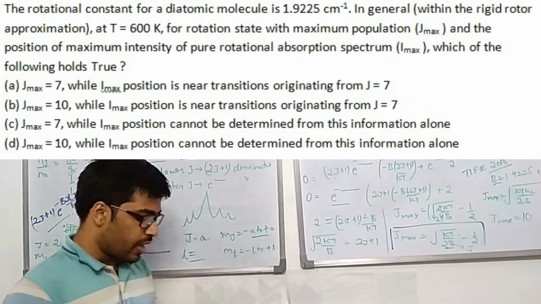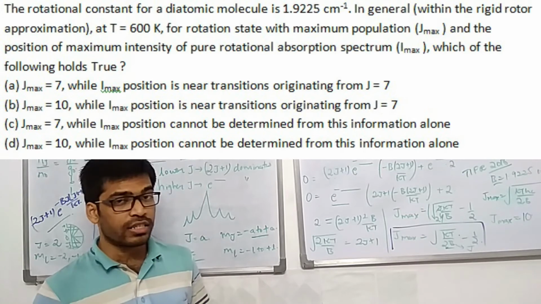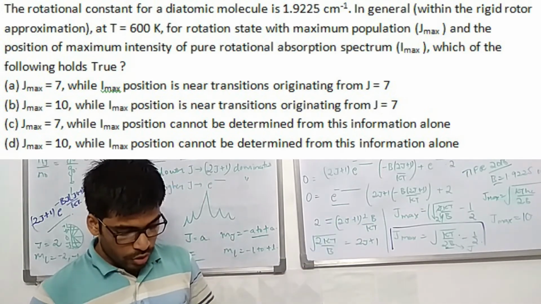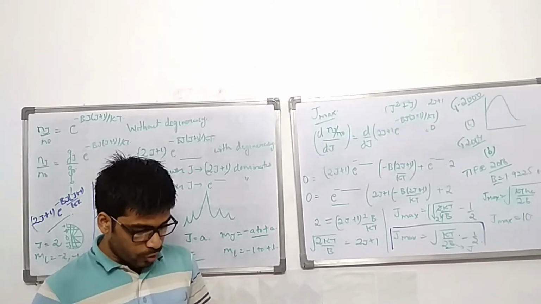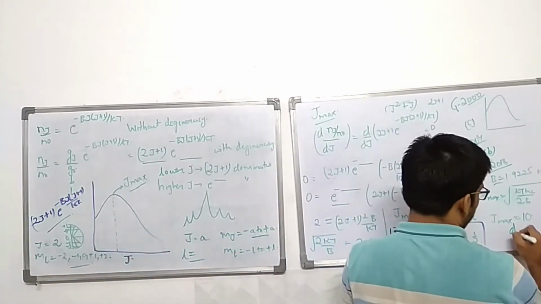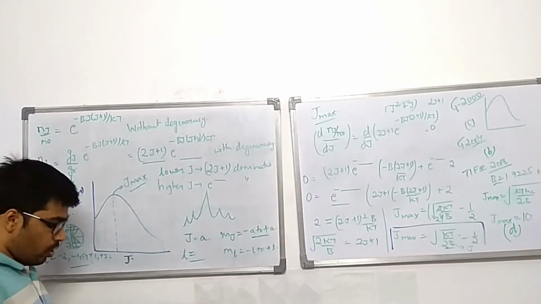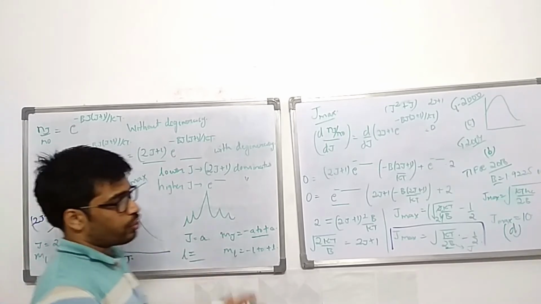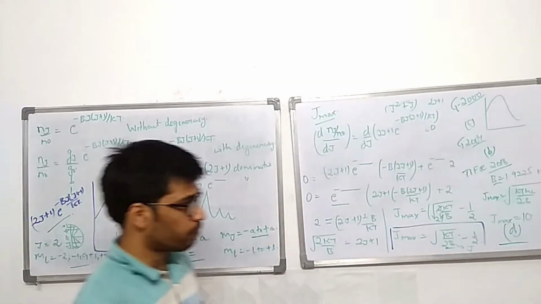Now option B says I max, so the intensity of the maximum, the intensity with the maximum state is near the transition originating from J equals to 7. And the second says the I max position cannot be determined from this information alone, which is actually true. You cannot determine the intensity of the maximum, or the position of the maximum intensity in the pure rotational spectra, by this information alone. You need other parameters also.